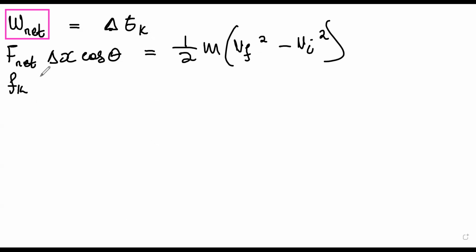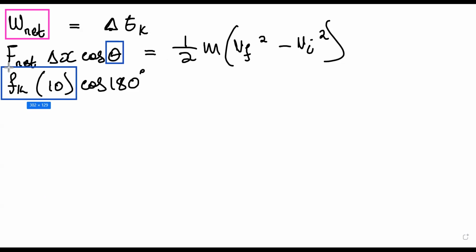Now we can say that our net force is the frictional force, and our displacement here is 10 meters, and the angle has to be 180 degrees, because remember we said theta is the angle between the force and the displacement. In this case, the displacement is going to the right, but the frictional force is going to the left. So the angle between the displacement and the frictional force is 180 degrees.